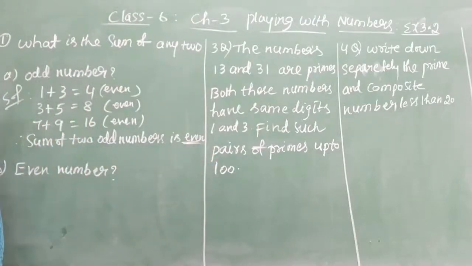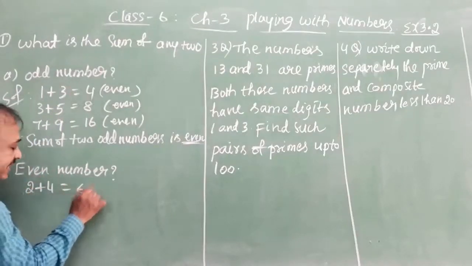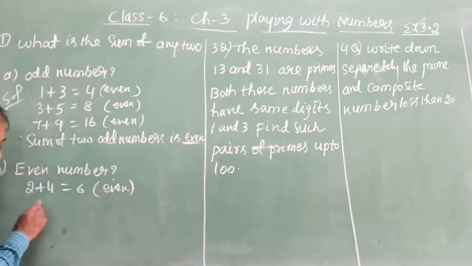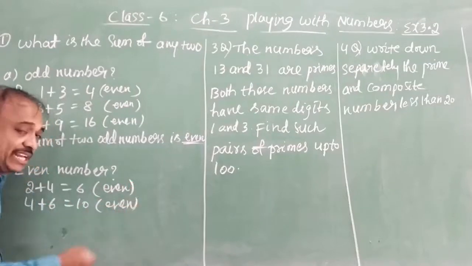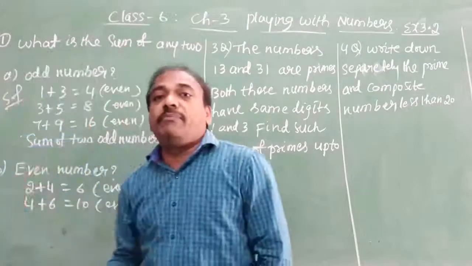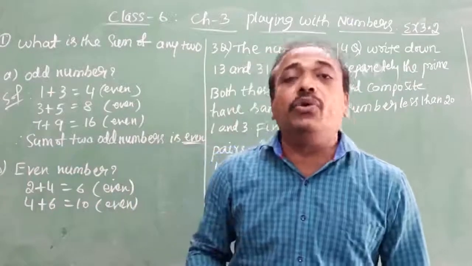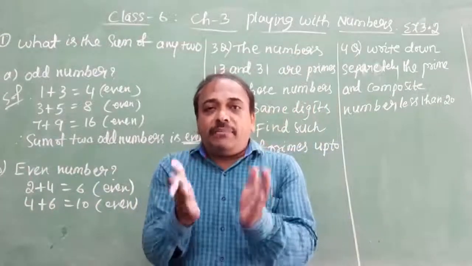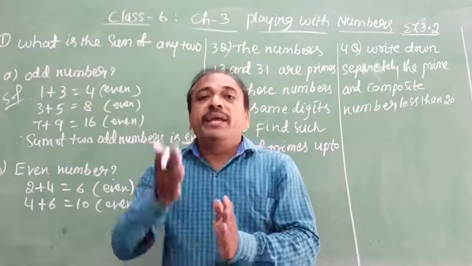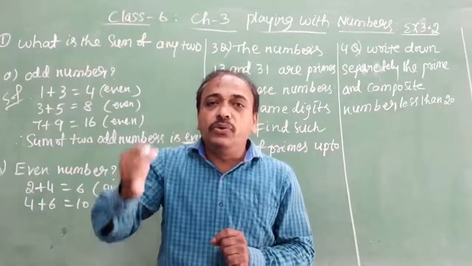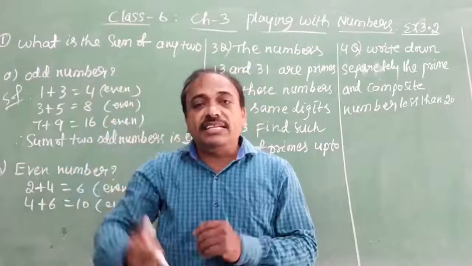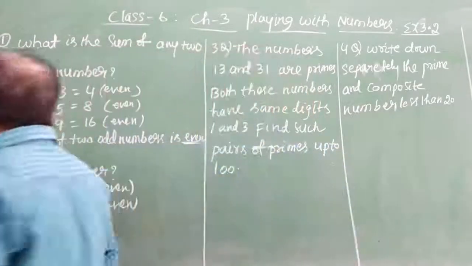Next, if you add two even numbers, what do you get? 2 plus 4 is 6, even. 4 plus 6 is equal to 10, even. Even numbers are those which leave the remainder 0 when you divide by 2, or the numbers which have 0, 2, 4, 6, 8 in their units place.